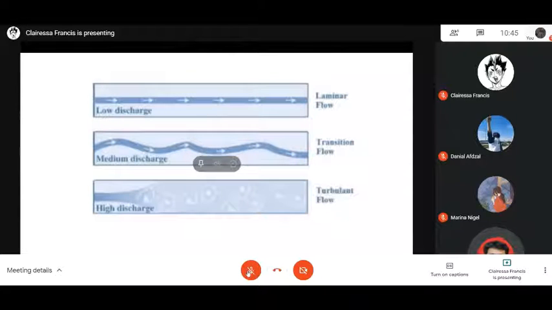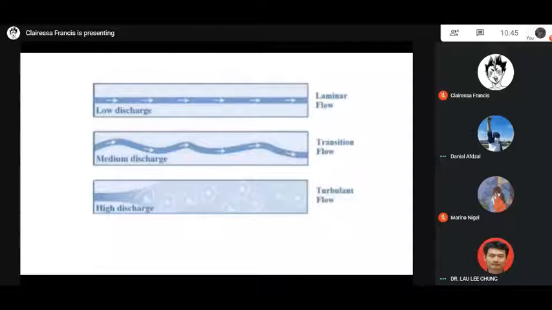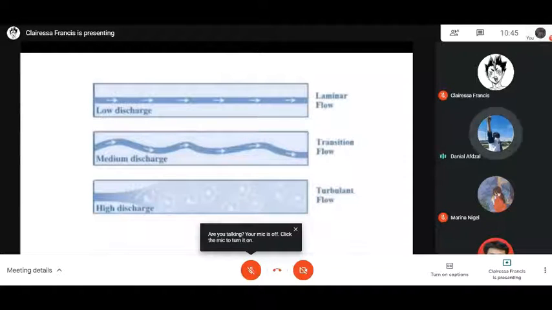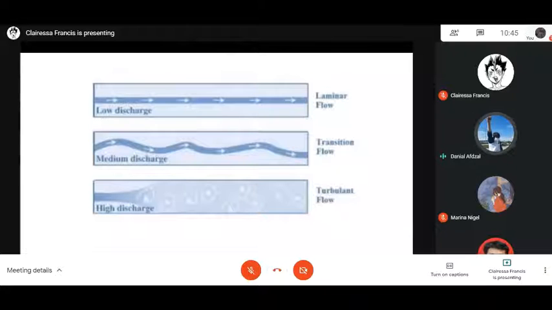Okay, your demonstration is very clear. So Daniel, can you tell me what is the difference between laminar and turbulent flow? Laminar has minimal mixing, while turbulent flow has high mixing. Laminar has parallel layers, while turbulent flow is not flowing in parallel layers. Laminar has no disruption between layers, while turbulent flow has disruption between layers.